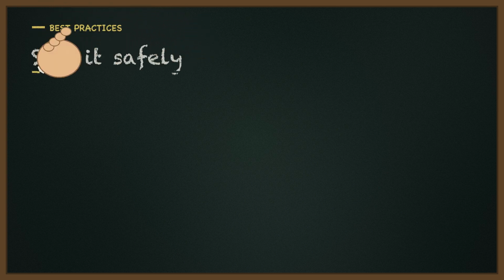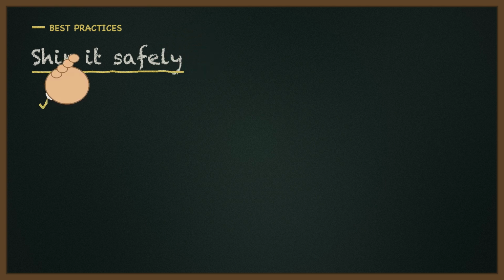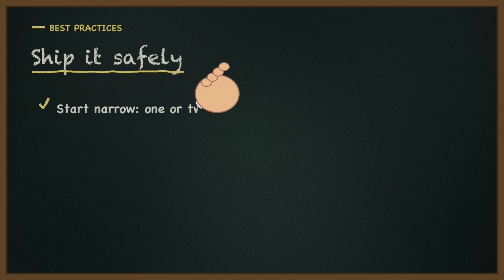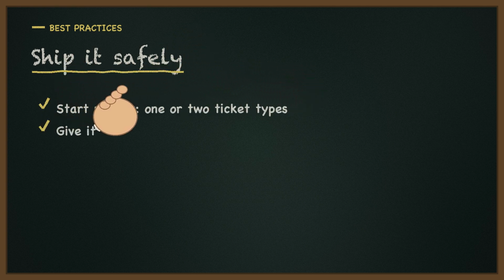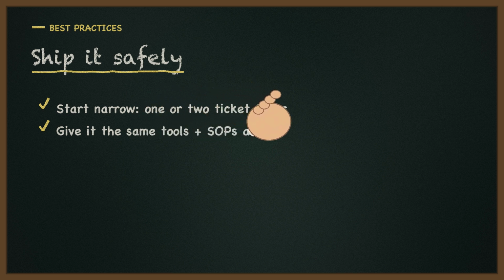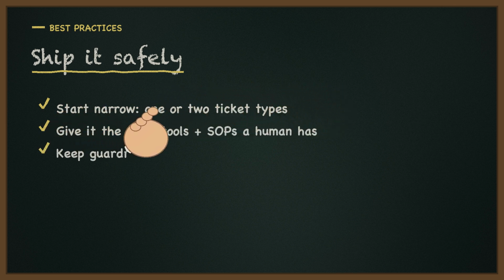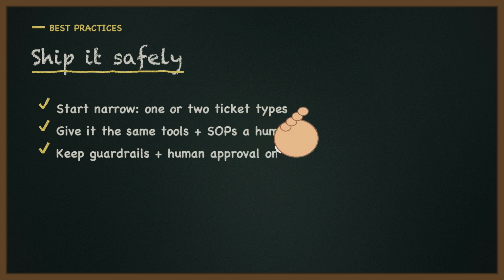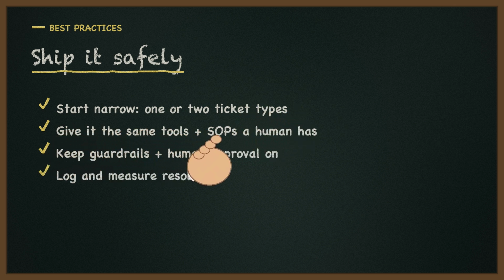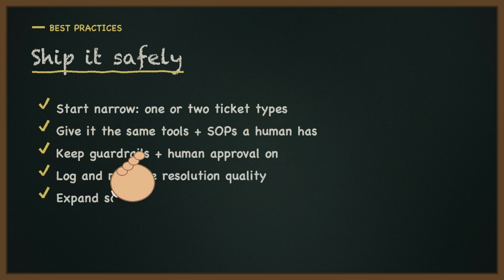Now, the rollout discipline. Start narrow, just one or two ticket types. Keep your guardrails and human approval in place. Log and measure resolution quality so you have real evidence it's working. Then expand scope gradually, one workflow at a time. Whatever you do, don't grant full autonomy on day one. You earn that trust with data by proving each workflow before you loosen the reins on the next.